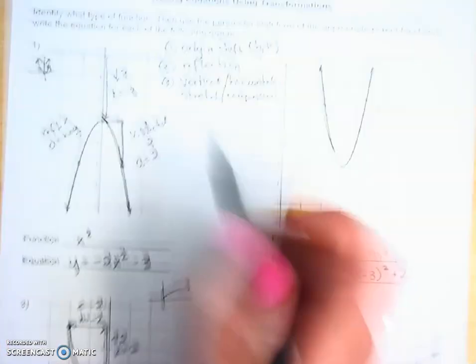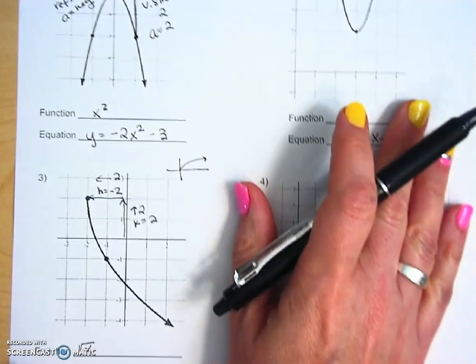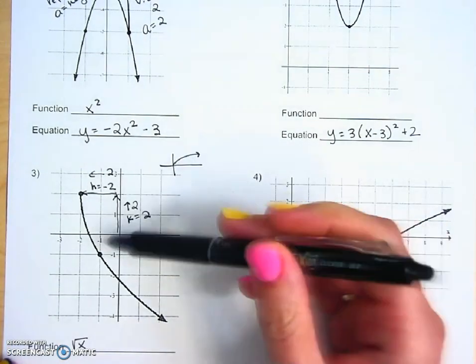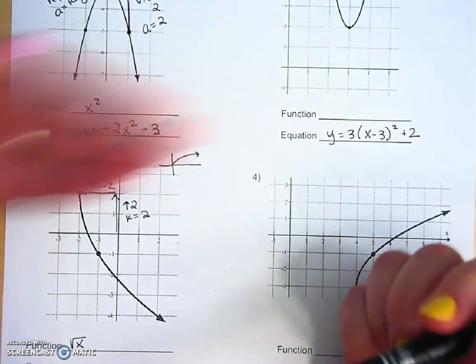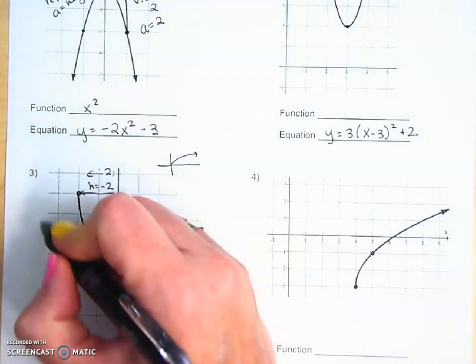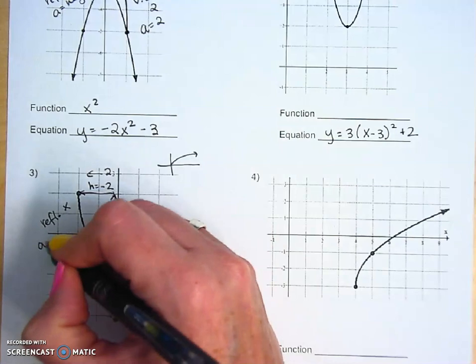Then the second thing that I want to check for is a reflection. And this one did reflect because in the original shape, it's going up and to the right, and in this shape, it's going down and to the right. So it did reflect over the x-axis. A reflection over x means a is negative.